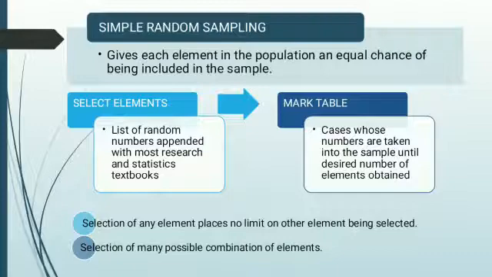First, we have simple random sampling. Simple random sampling is a process that gives each element in the population an equal chance of being included in a sample. The elements are selected using a list of random numbers appended to most textbooks of research and statistics. The table is marked at some point and the cases whose numbers are taken go into the sample until the desired number of elements is obtained.